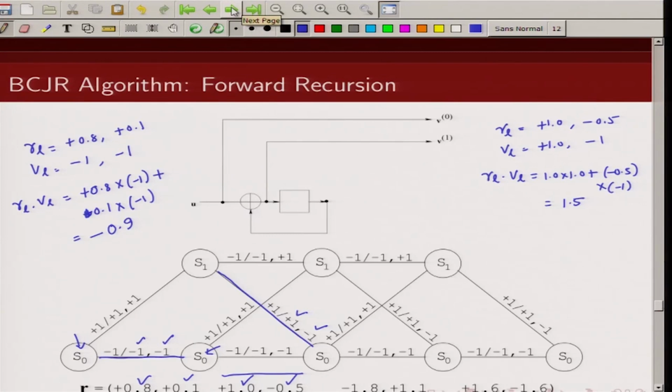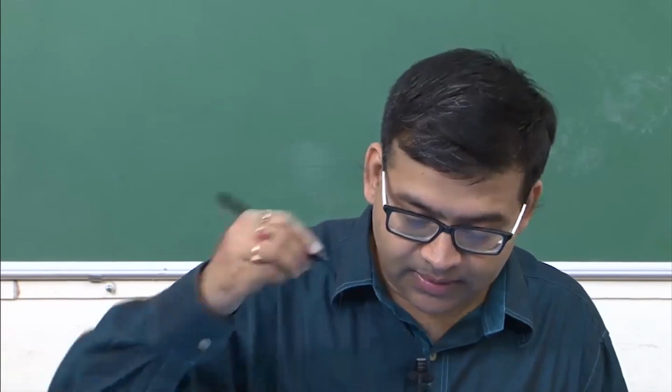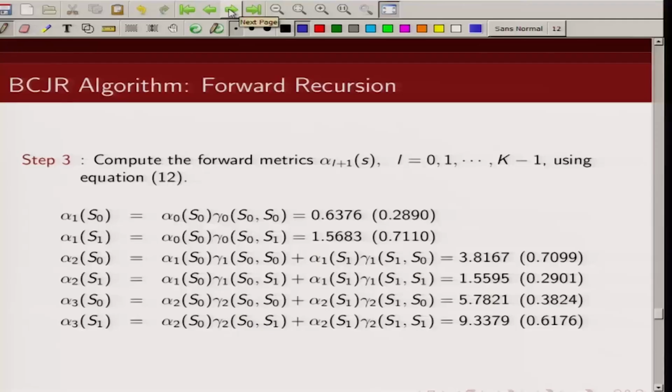Now, the next step is, once we know our gamma, we have already initialized our alphas and betas. So, the next step would be to compute alphas and betas, and this is shown here. We have already illustrated how we can compute our alphas and betas when we explained forward recursion and backward recursion. We can take another example.